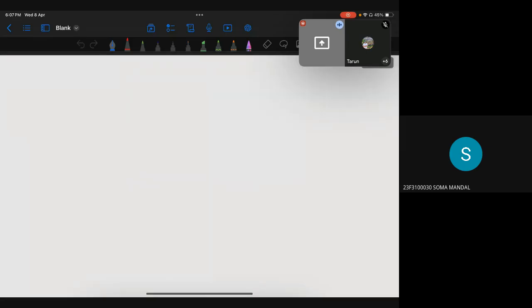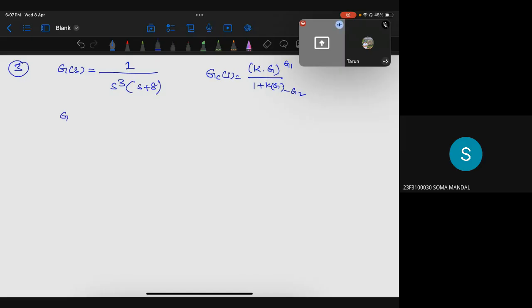I'll give you the values. Okay. So third one. So here let's say G of s is 1 by s cube, s plus 8. Again, Gc of s is k G of s by 1 plus k G. So this is your G1, this is your G2. G2 of s is nothing but 1 by s cube multiplied by s plus 8. This is in standard form.